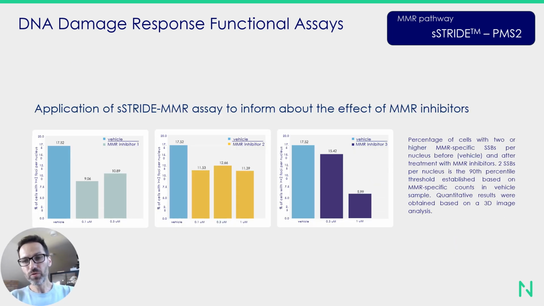Finally, we tested the performance of our new assays when the MMR pathway was modulated using 3 different inhibitors targeting PMS2, again in HAP1 cells. What we could see was very encouraging. All 3 MMR inhibitors reduced the number of sSTRIDE PMS2 positive nuclei when compared to untreated cells.